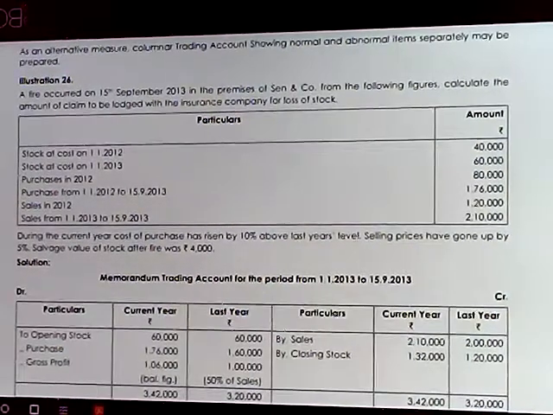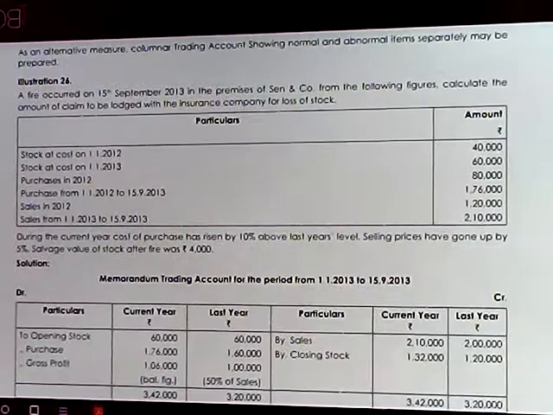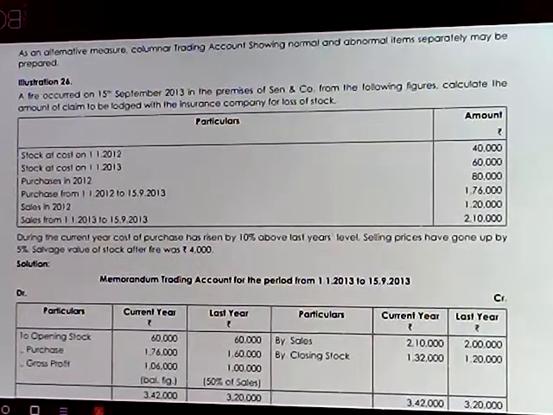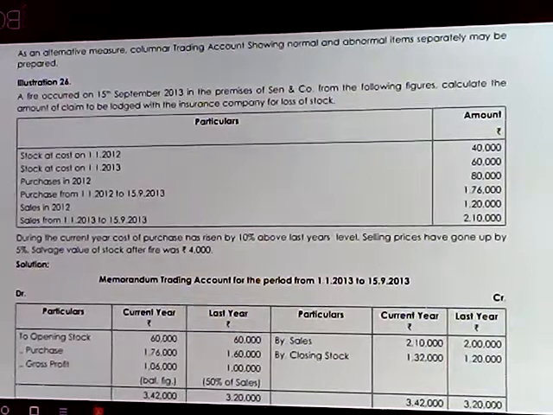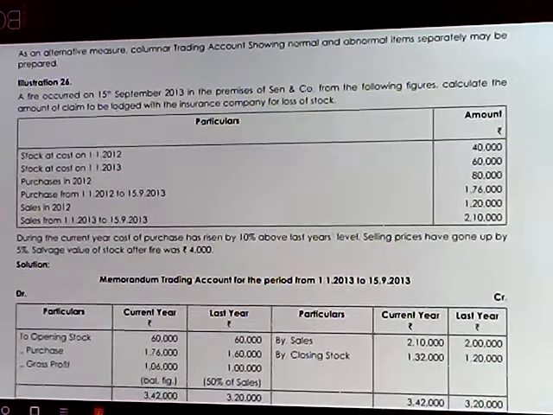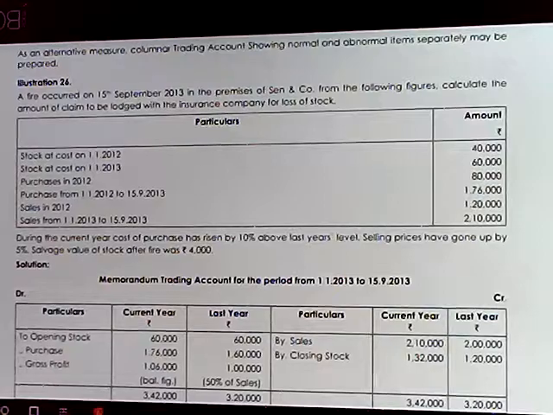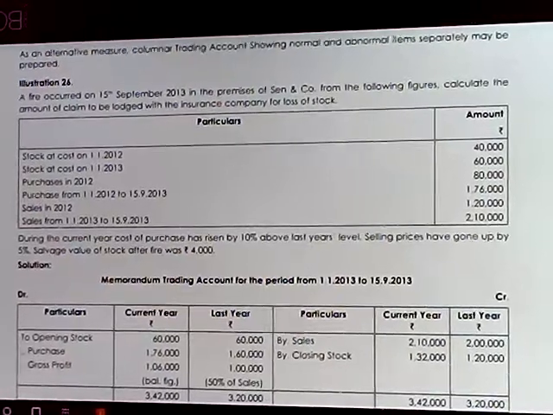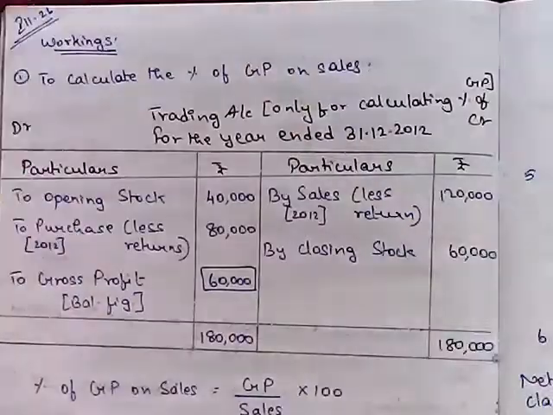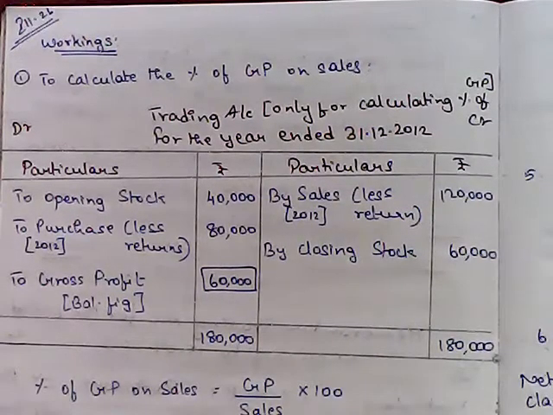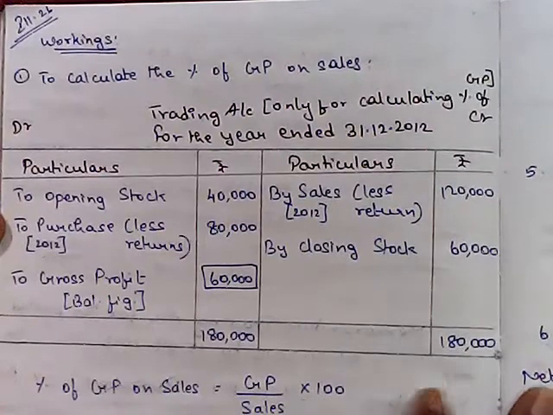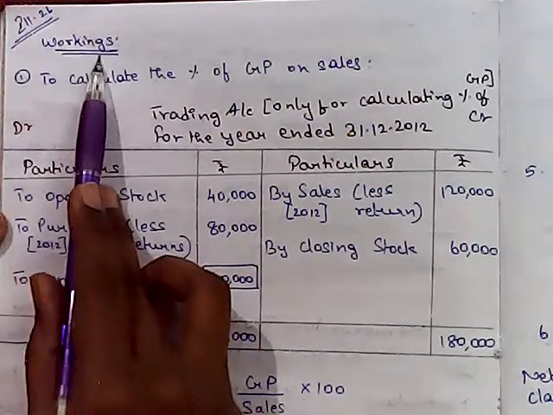During the current year, cost of purchase has risen by 10% above the last year's level. Selling prices have gone up by 5%. Salvage value of the stock after fire was 4,000. Read the question again from your material. Let's move on with the solution. First, we have to do some workings.